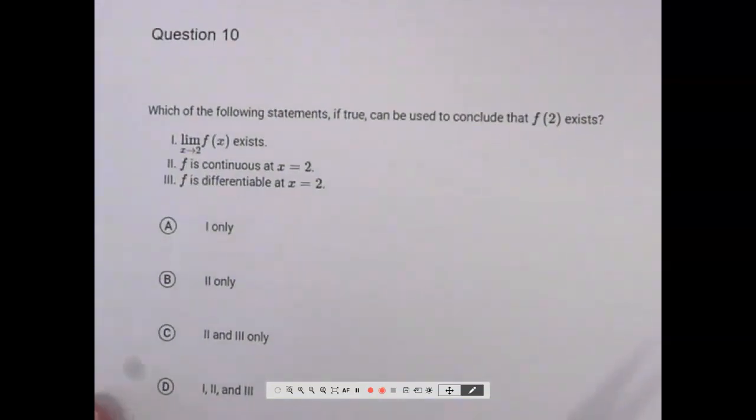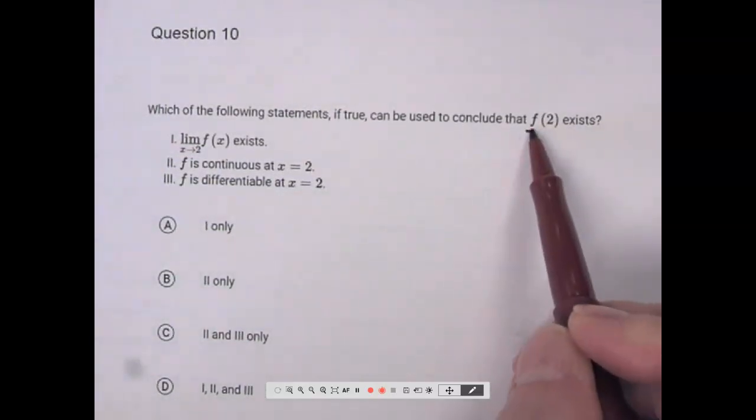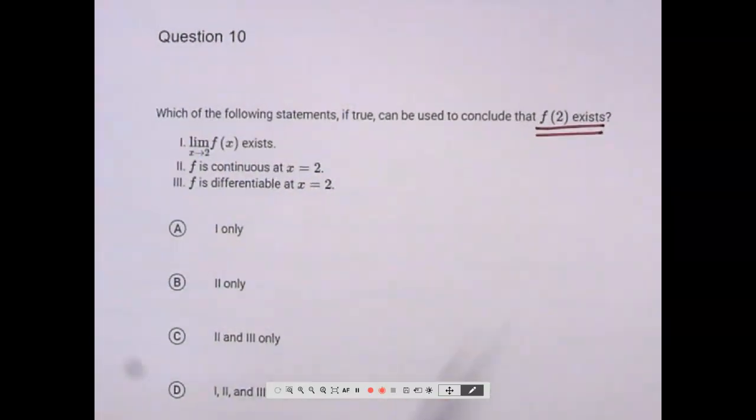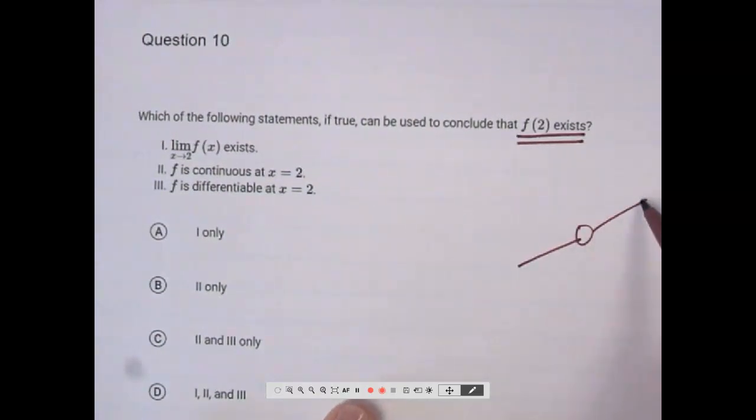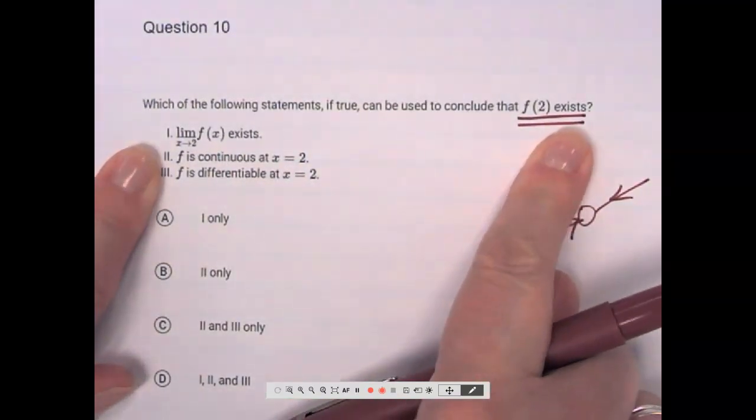Which of the following statements, if true, can be used to conclude that f of 2 exists? That means there is a point at x equals 2. Number 1, the limit approaching 2 exists. If I have a limit, does that guarantee there's a point when I get there? No, we did lots of limits where you were approaching an open circle and the limit existed even though I didn't have a dot there. So that doesn't guarantee that we have a point.